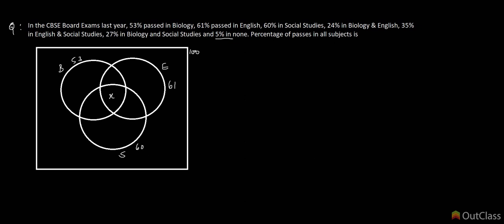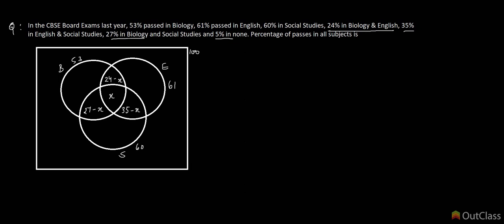So the number of people who had passed both bio and English was 24. That would be the sum of these two segments being 24, which would mean that the one above would be 24 minus x. Similarly, 35 passed English and social studies, so that would be a 35 minus x here. And you had 27 passing bio and social, 27 minus x.